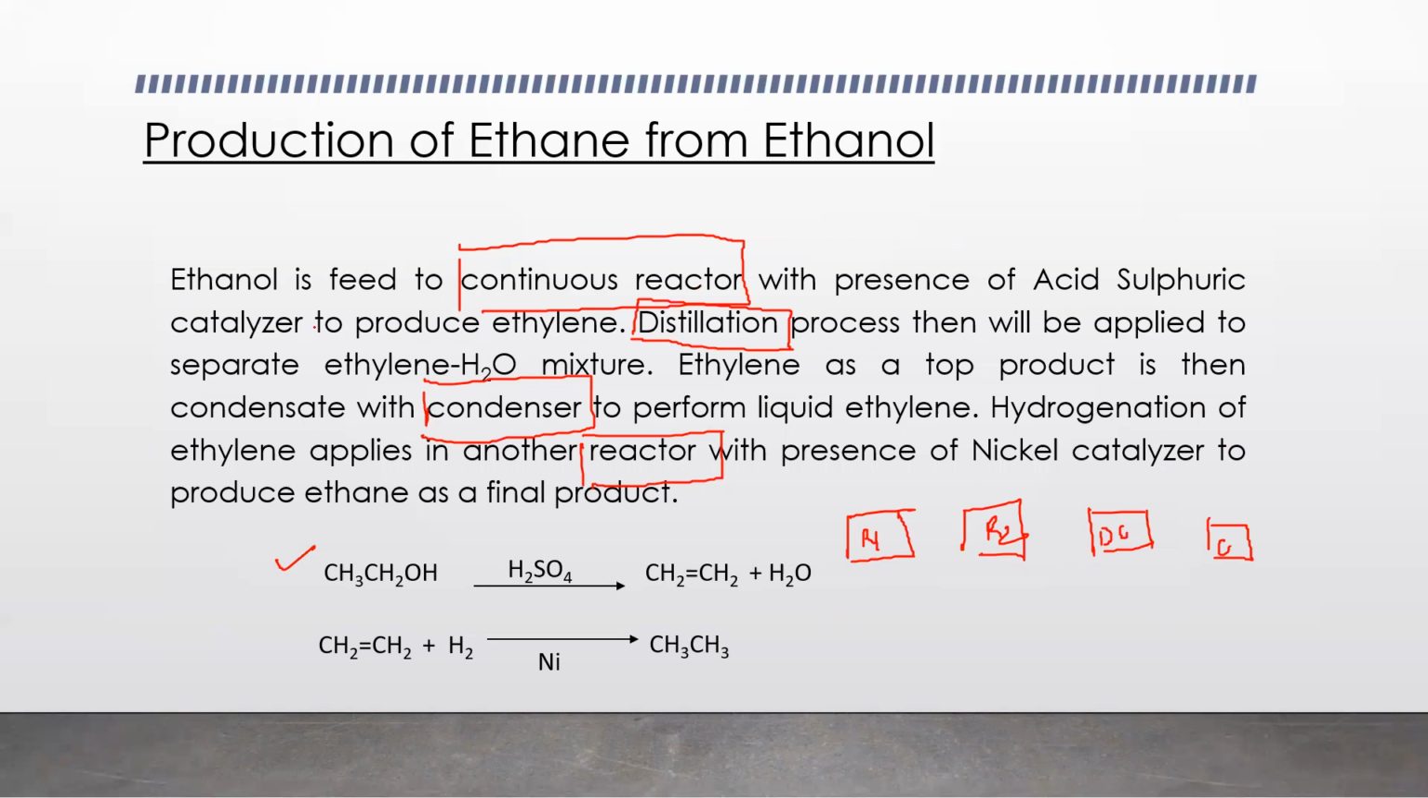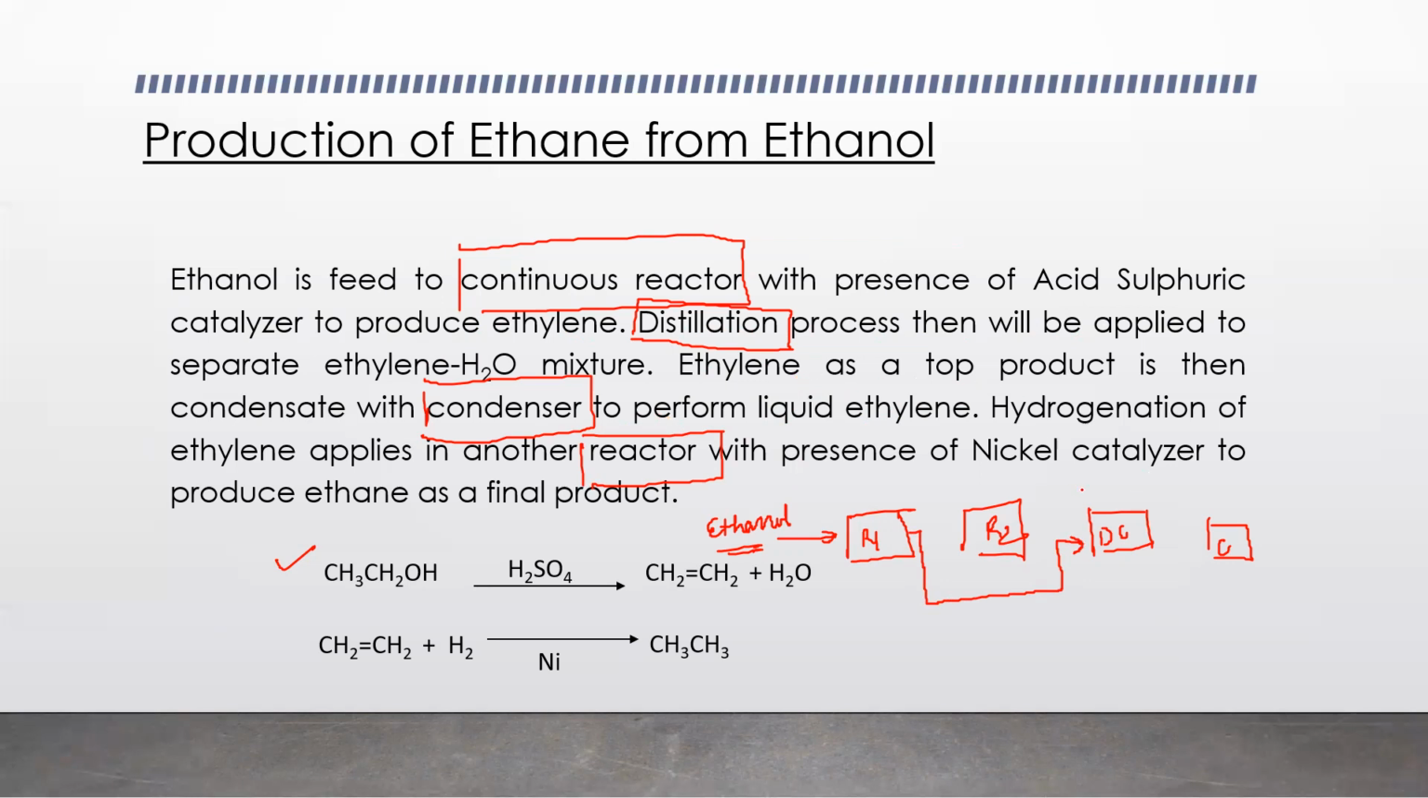So again, we are going to go in order. All right. So ethanol is fed to a continuous reactor. So from here, you have ethanol. All right, from here you have ethanol with presence of sulfuric acid catalyzer to produce ethylene. Distillation process then will be applied to separate ethylene water mixture. So that means whatever is coming out of this is going into the distillation column. All right. So this would separate out ethylene water mixture.